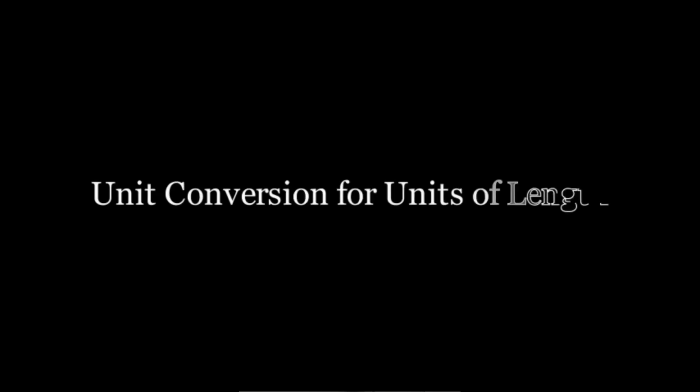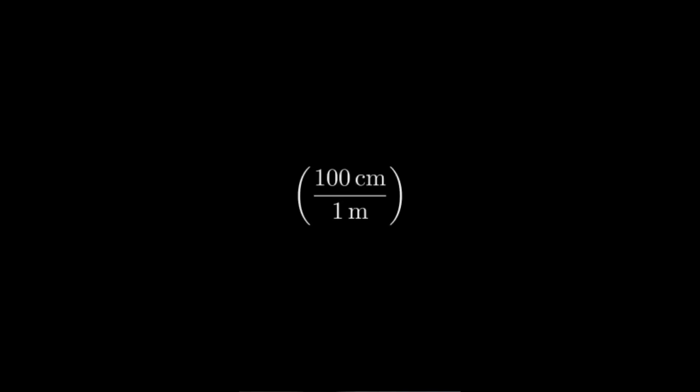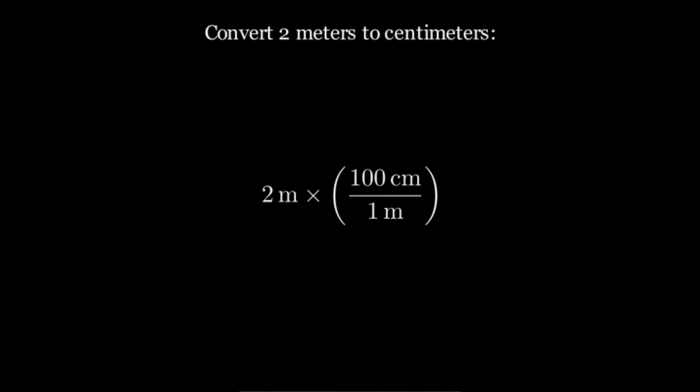Unit conversion for units of length. There are 100 centimeters in 1 meter. So we use this conversion factor. Convert 2 meters to centimeters. The answer is 200 centimeters.